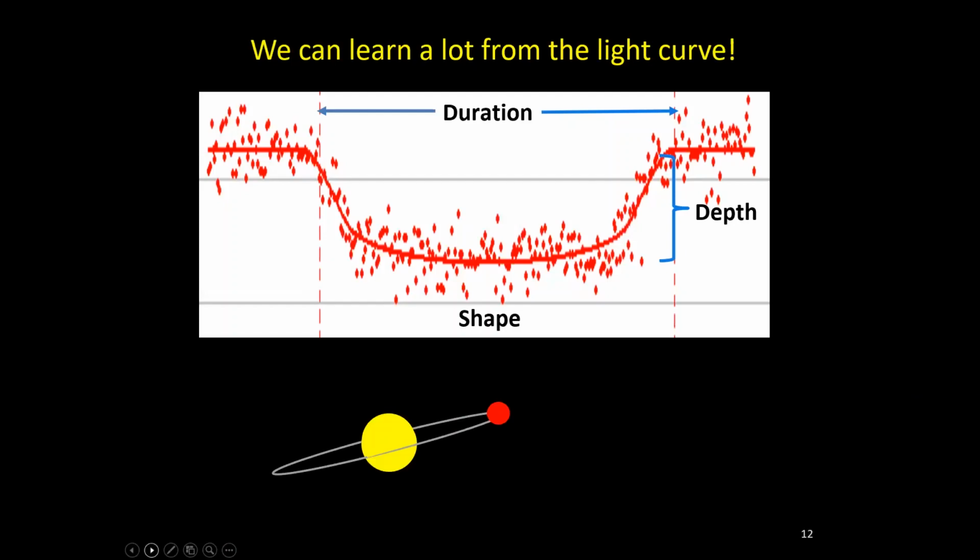Now, we can learn a lot from our observations. And again, what you're seeing here actually is an observation I made of an exoplanet from my 11-inch backyard telescope. This is a particular exoplanet called WASP-12. And the key characteristics of the light curve tell us a lot about the planet. That's to say, the duration of the light curve, the depth of the light curve, even the shape of the light curve. Next.